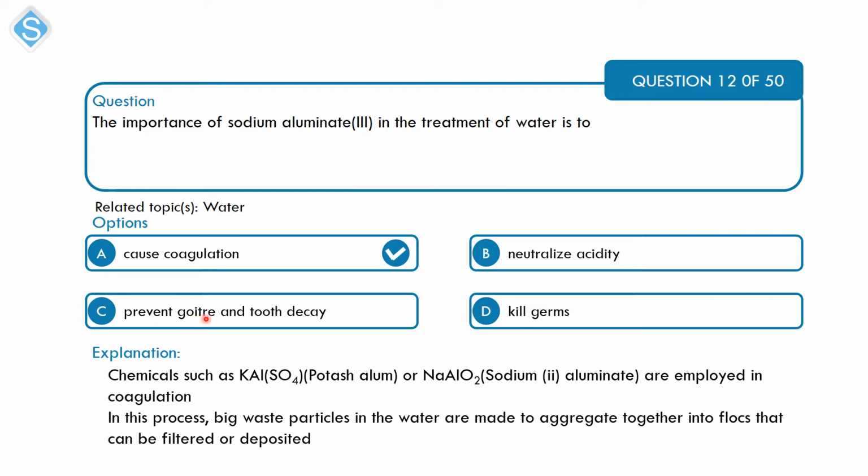As for prevention of goiter and tooth decay, for tooth decay you have fluorine, and for goiter you have iodine. To kill germs you have chlorine. Chlorine could be added to the water to kill germs. So basically this is a question relating to the supply of water. Calcium oxide can be used to neutralize acidity. For coagulation, you have sodium aluminate and potash alum.